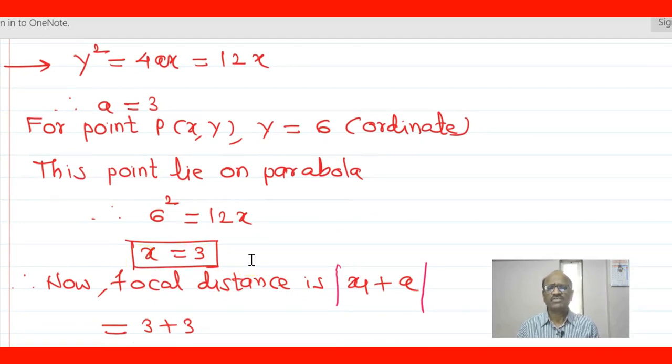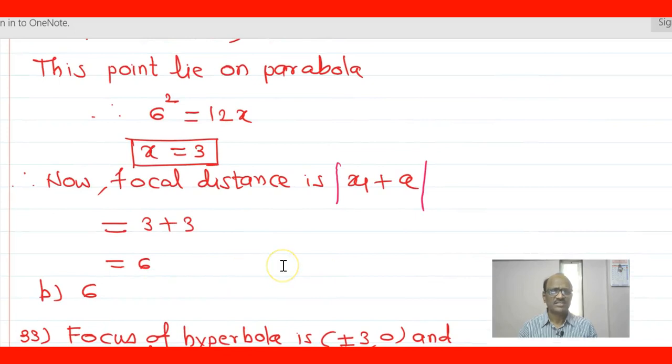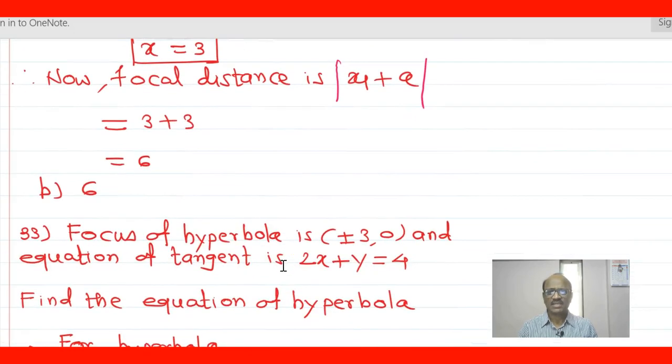Now always find out the focal distance. To find out the focal distance, that is SP is equals to PM. That is the focal distance, the mod of x1 plus a. But what is the value of x? x1 is 3, and the value of a is also 3. Therefore, the focal distance is equals to 6.